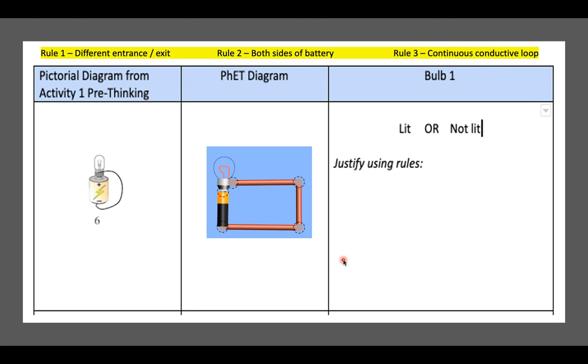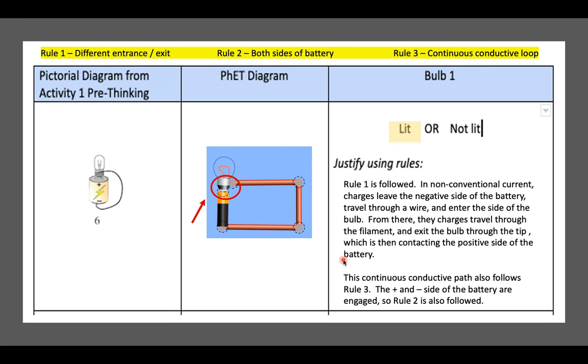All right, in this third example, number 6, you see that it does light. Both sides of the battery are engaged. You have a continuous conductive path. And for this light bulb, which is in the circuit, the entrance and the exit are 2 different locations. So the charges would be able to come around. They go up through the filament, making the filament hot and bright, and then back down through a different location to the battery. So that works.